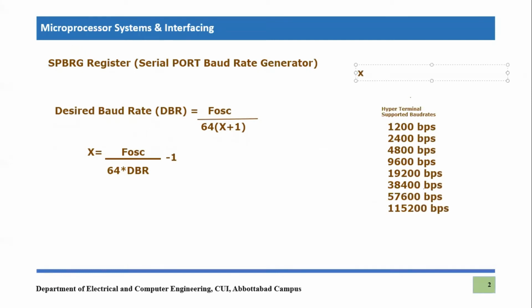Normally we consider it a crystal oscillator. Remember, we have been using the term crystal oscillator; it is similar to frequency of oscillator, so both are the same terms. The formula is DBR = crystal oscillator divided by 64 times (x plus 1). We will discuss what x is, but why is 64 used? Normally, if you remember, we divide the oscillator frequency by 4, but in this formula it is divided by 64. This 64 comes from the fact that serial port programming uses the communication protocol used in USART communication, which is a standard communication.